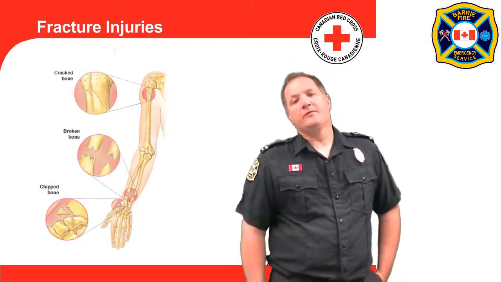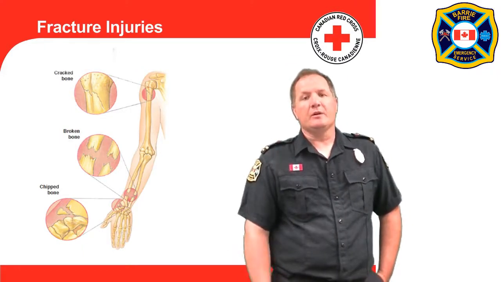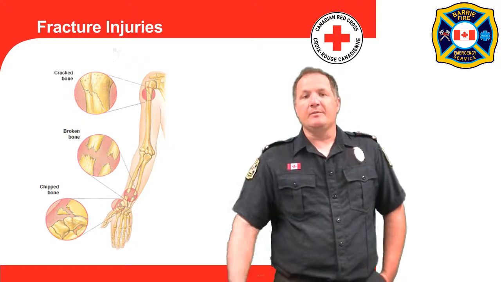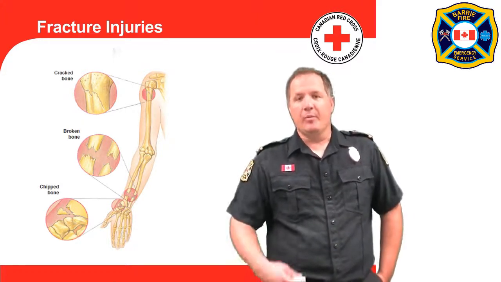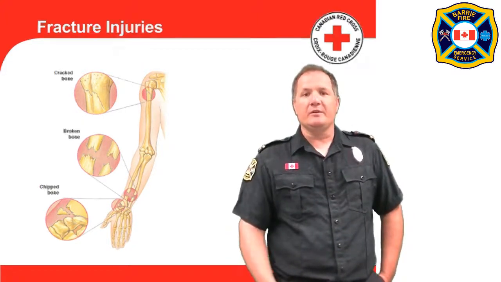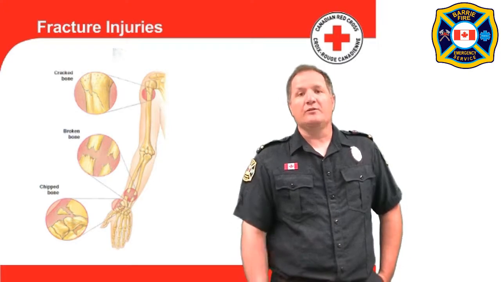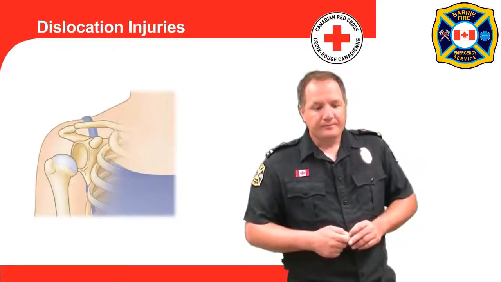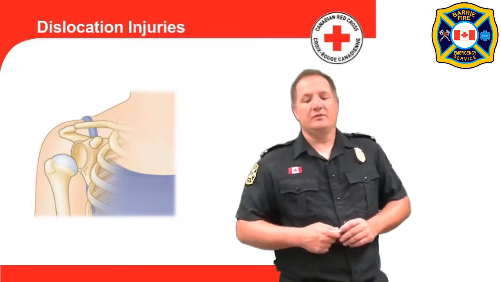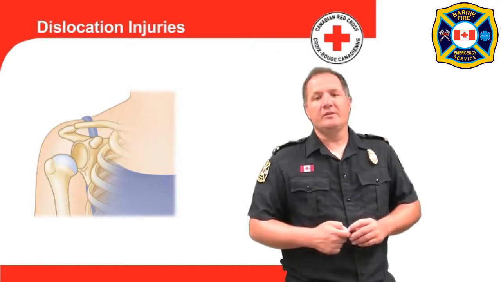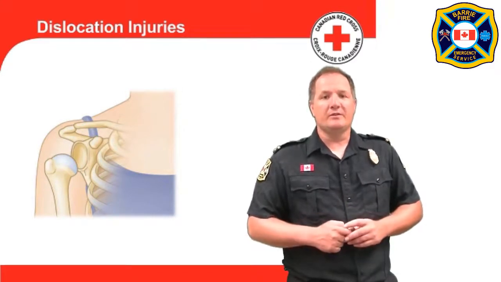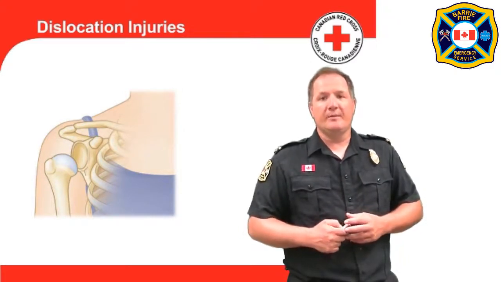Fracture injuries. Fracture injuries could be a partial or a complete break in a bone. They could be chipped, they could be cracked, or they could be completely broken into two pieces. It's important to expose the area to see if we're dealing with an open fracture or a closed fracture, which sometimes is hard to do over clothing. Dislocation injuries. Dislocation injuries are a displacement or separation of a bone from its normal position. The most common places are shoulders, elbows, hips, and knees.